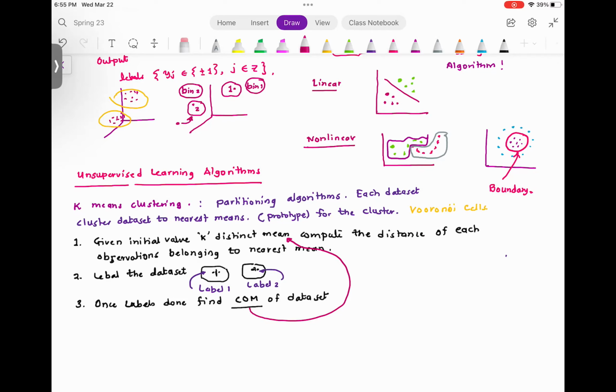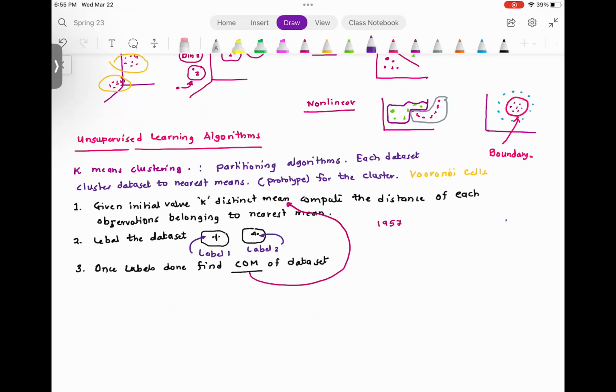Now, believe it or not, this whole thing was proposed in 1957. So this is a very old algorithm, and it is very effectively used for classification, pattern recognition, and unsupervised learning.